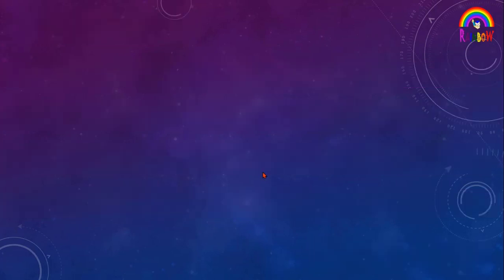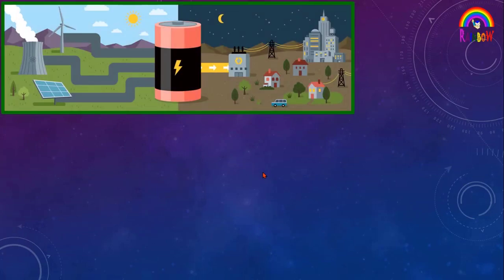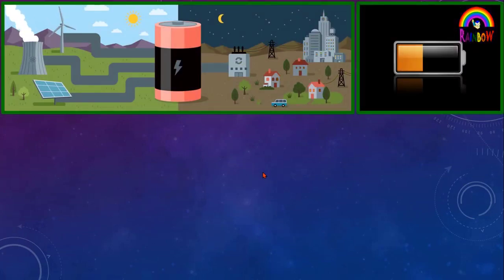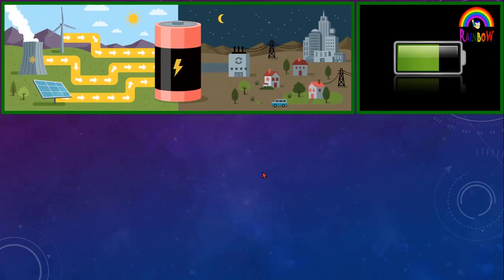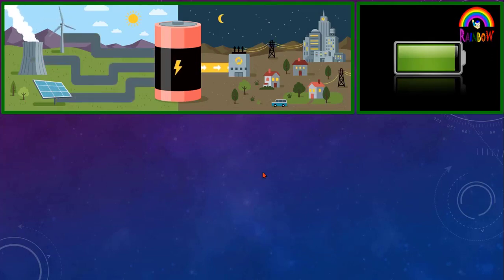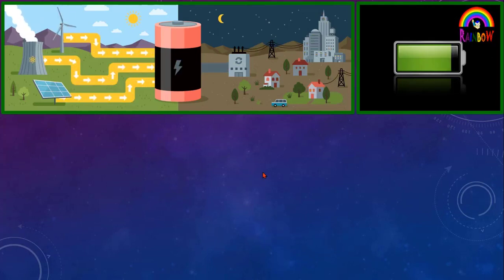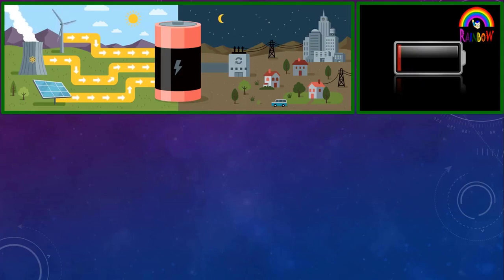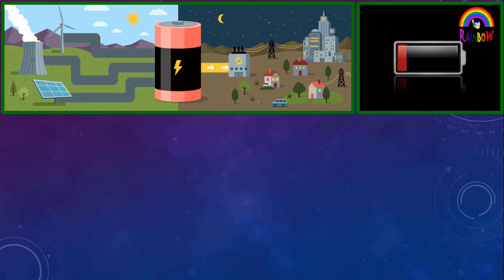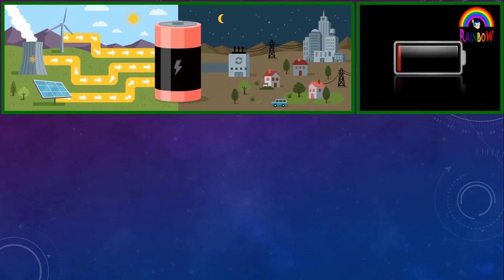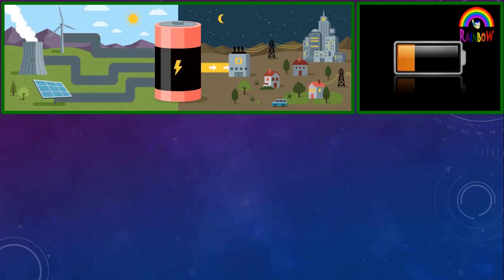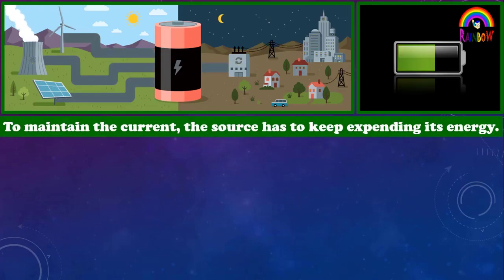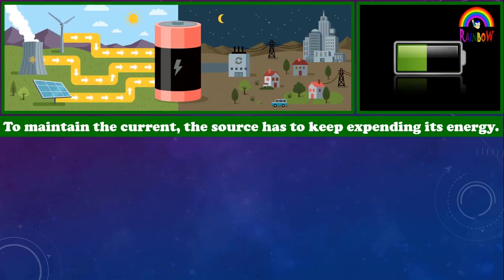In the previous classes, we learned that a battery or a cell is a source of electrical energy. The chemical reaction within the cell generates the potential difference between its two terminals and makes the electric current flow through a resistor or system of resistors. Also, we understood that to maintain the current, the source has to keep expending this energy. Then, where does this energy go?